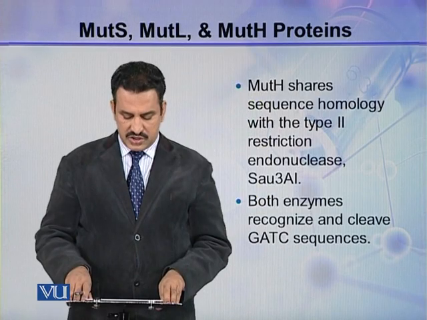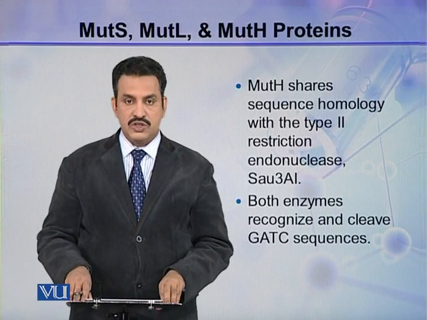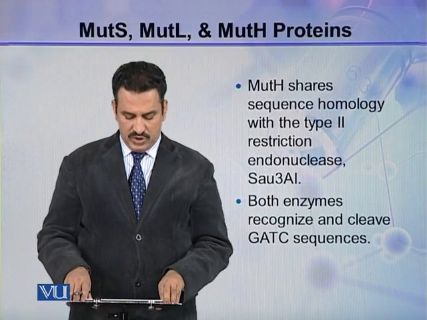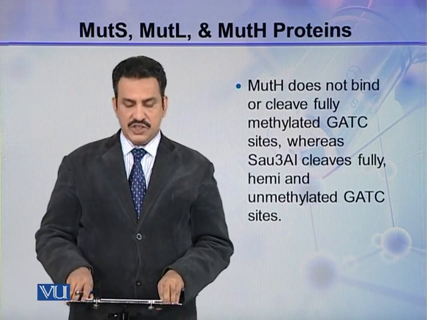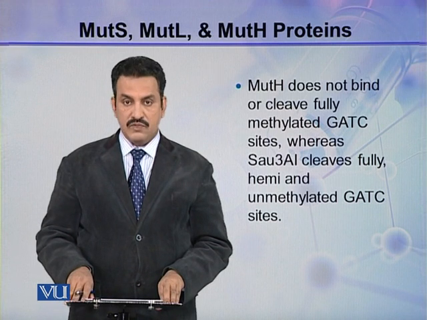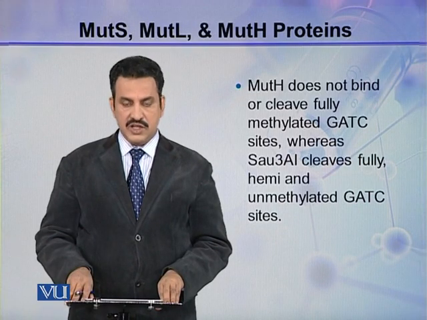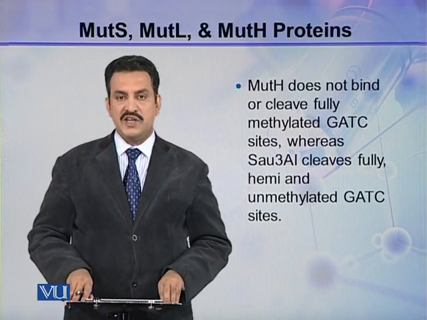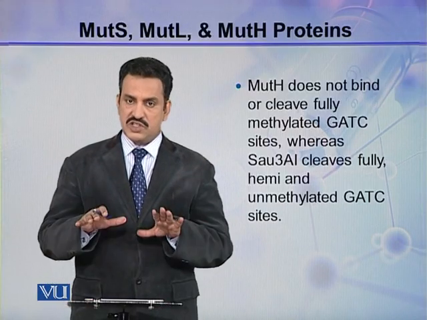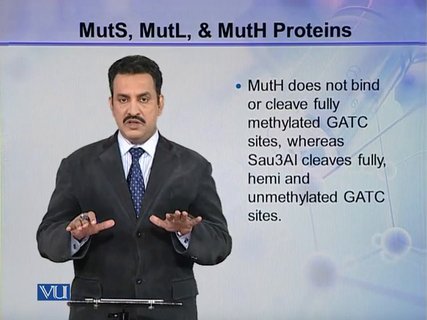MutH shares sequence homology with the type 2 restriction endonuclease SAU3A1. Both enzymes recognize and cleave GATC sequences. MutH doesn't bind or cleave fully methylated GATC sites, whereas SAU3A1 cleaves fully, hemi and unmethylated GATC sites. So this is the difference between MutH and SAU3A1.